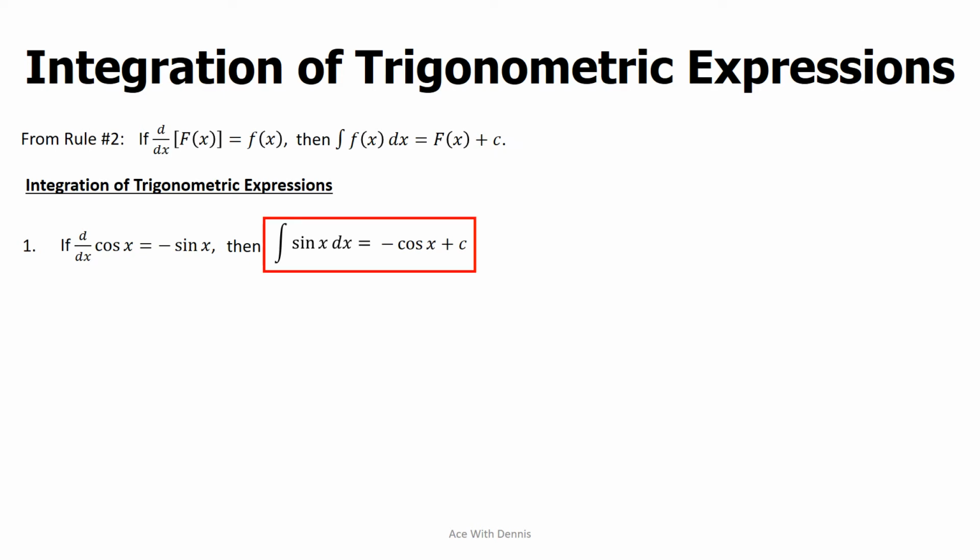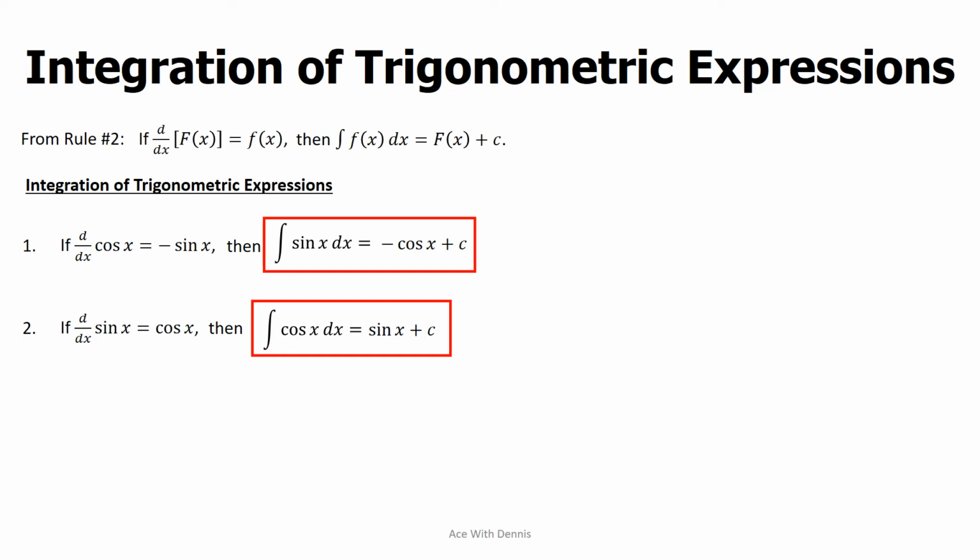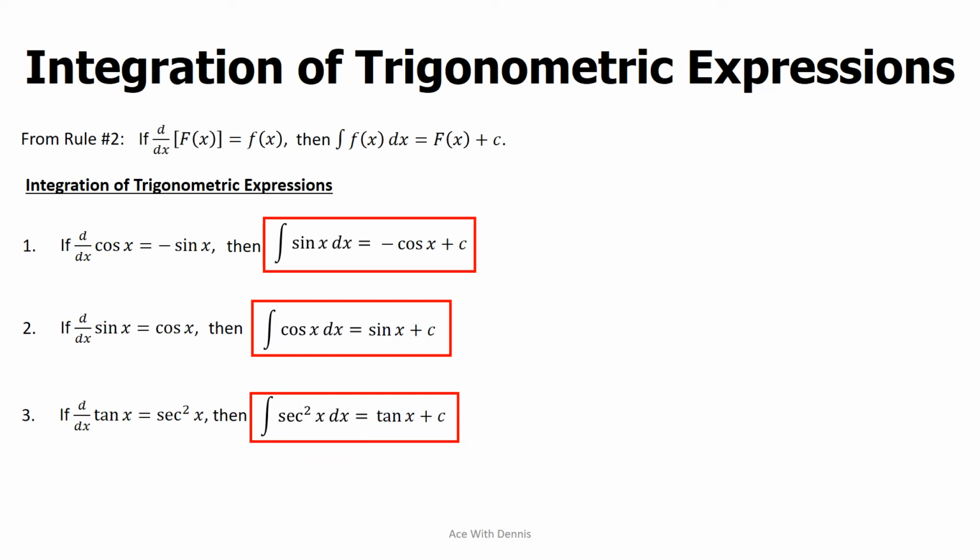So remember this formula. Now number 2, if d over dx sine x equals cosine x, then integration of cosine x dx, can you guess the answer? Yes, it equals sine x plus c. So please remember this second equation. Number 3, if d over dx tangent x equals secant square x, now can you tell me what is the answer for integration of secant square x dx? Yes, it equals tangent x plus c. So remember these 3 equations.